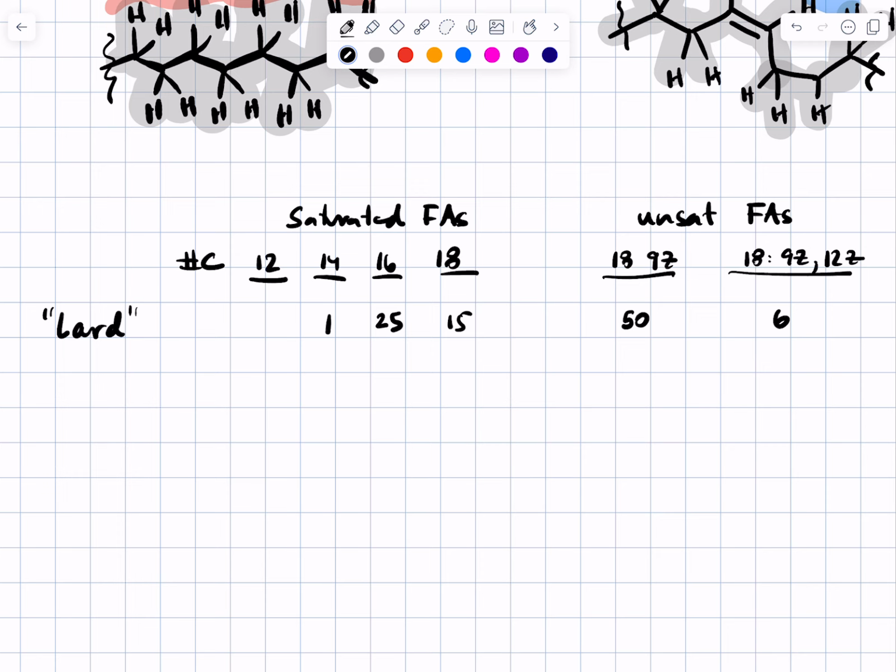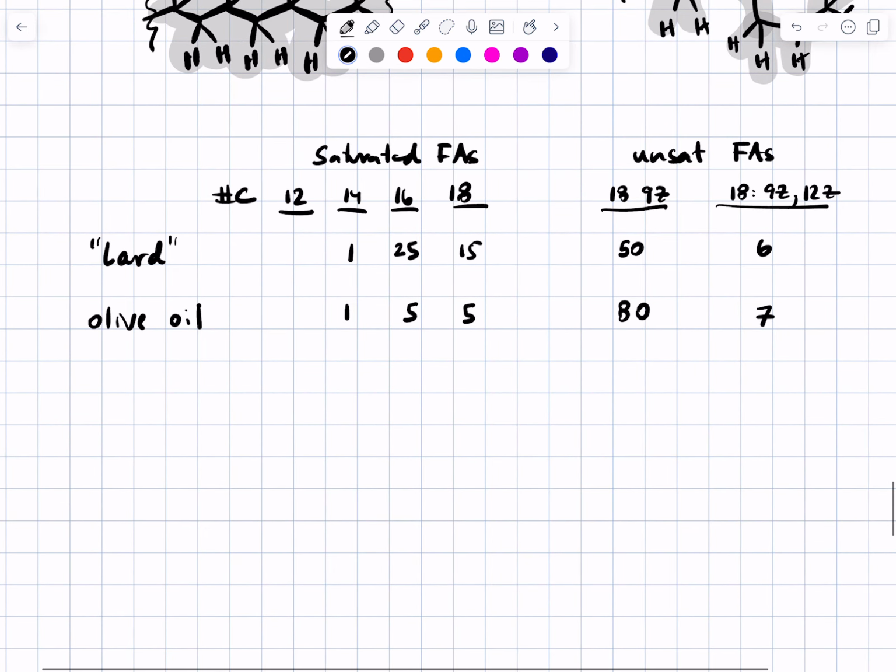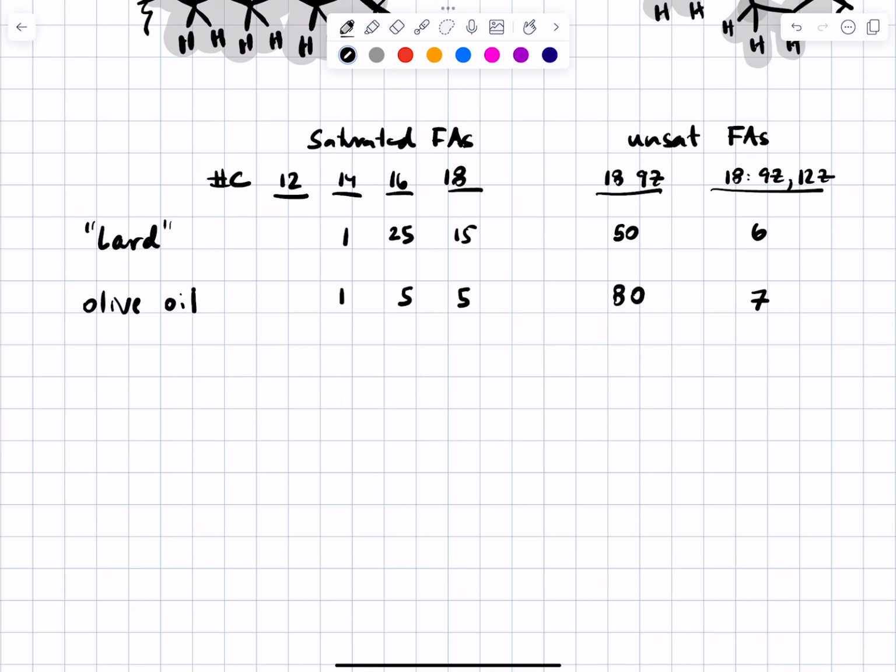Olive oil here is a liquid, so let's look at that and see its composition. It's actually much lower in the saturated fatty acids. It's 80% of the monounsaturated, 7% of the two double bonds. Peanut oil, also a liquid, you would expect it to have similar composition, and it does, about 7%, 16 carbon, 5% 18. Peanut oil is actually a little bit richer in polyunsaturated fatty acids.